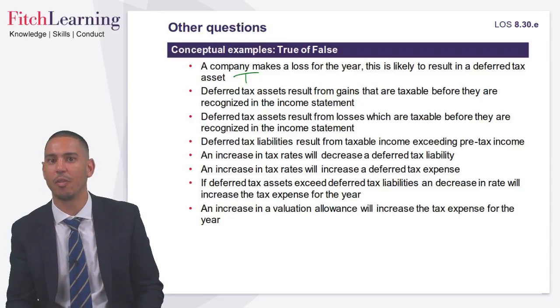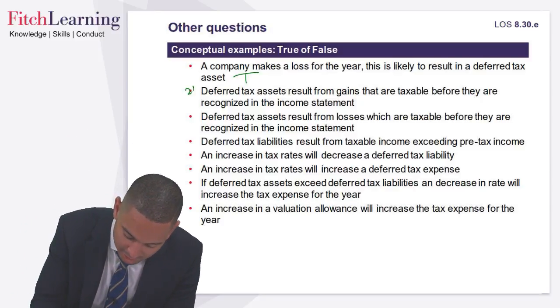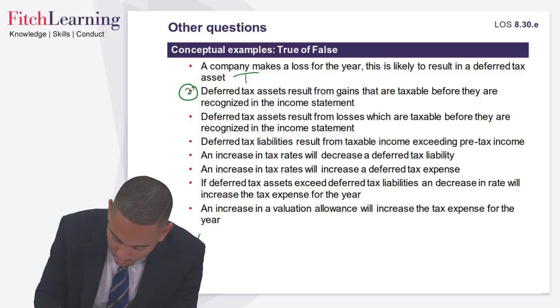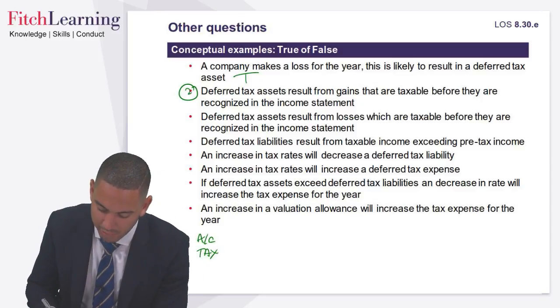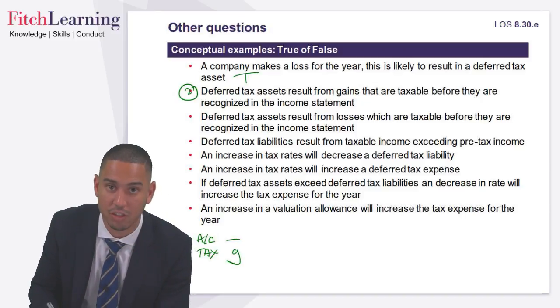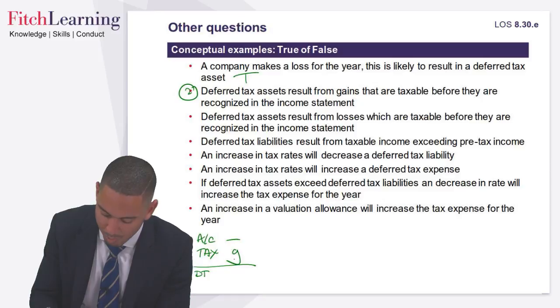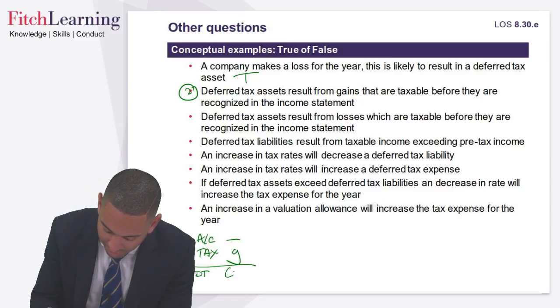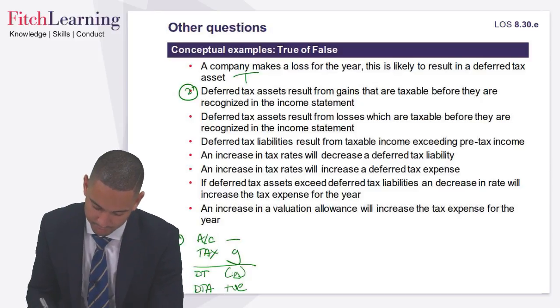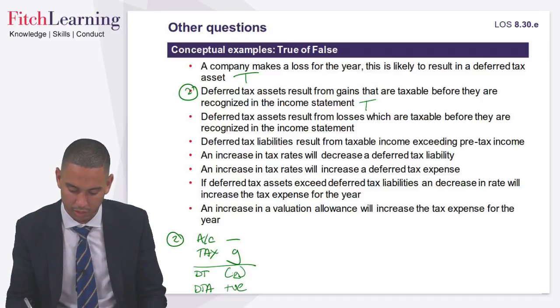Deferred tax assets result from gains that are taxable before they go through the income statement. Well, I'm just going to label this 2. I'm going to draw in my pro forma. So if I have a gain that goes through my tax before it goes through my accounts, I'm going to end up with 0 minus a positive figure, a negative figure. And that is going to give me a deferred tax asset. So gains that are taxable before they go through my income statement, true.